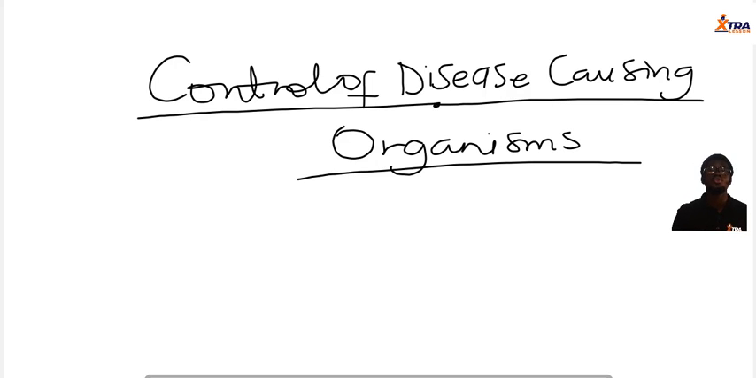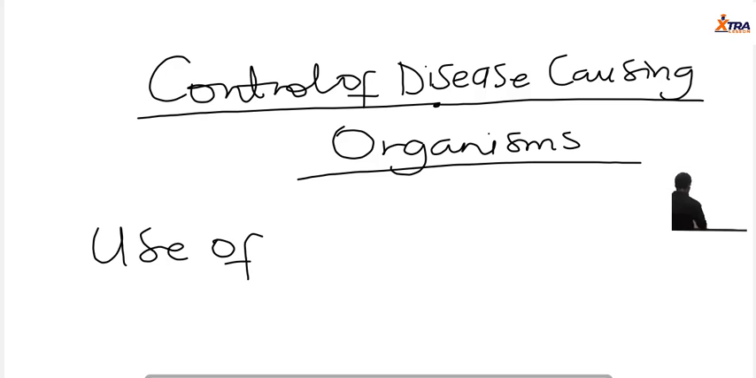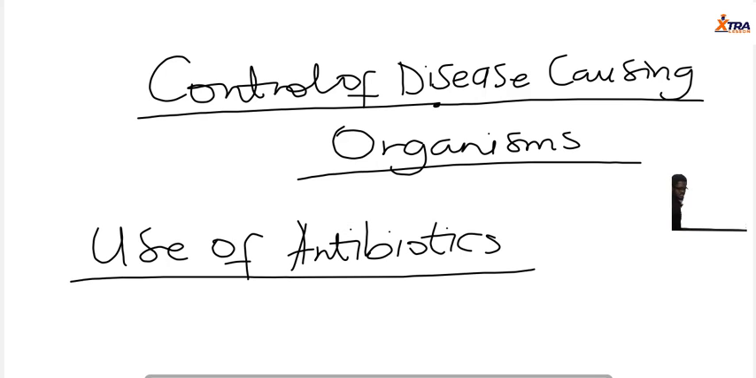Control of disease-causing organisms. Now, one way of controlling disease-causing organisms is by use of antibiotics. Antibiotics work against infections caused by bacteria. So when we see disease conditions resulting from bacterial infection, one of the things we recommend is that such a person should take antibiotics.